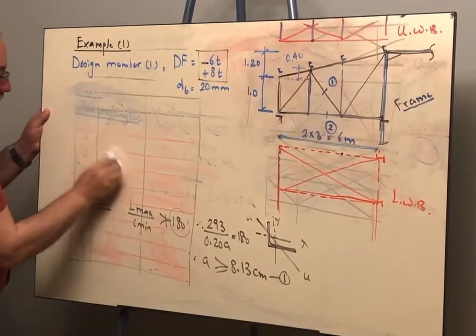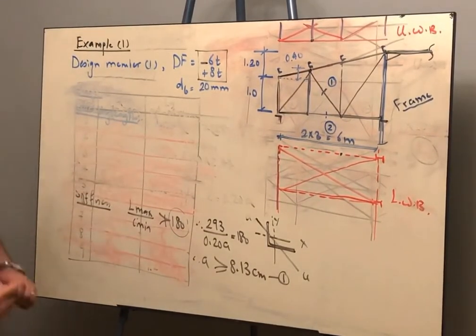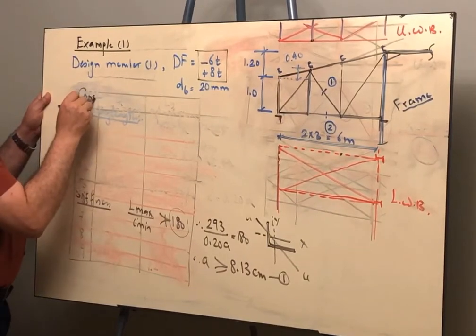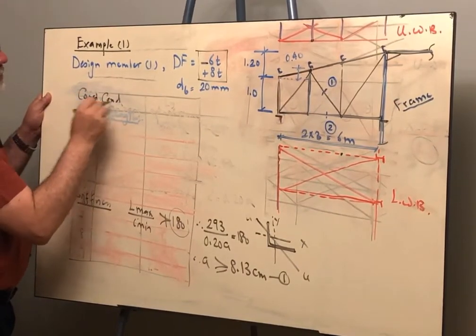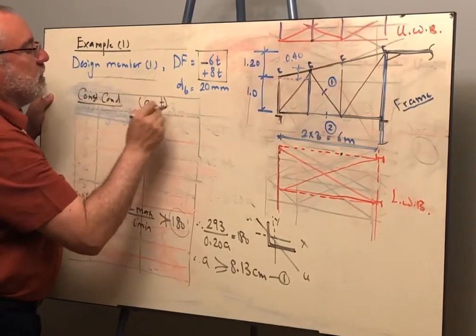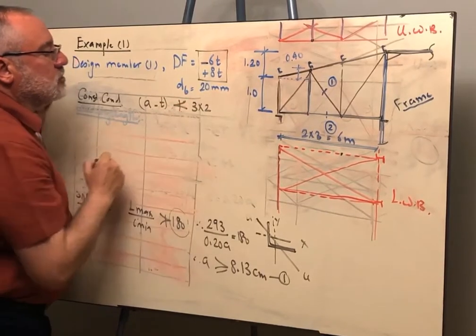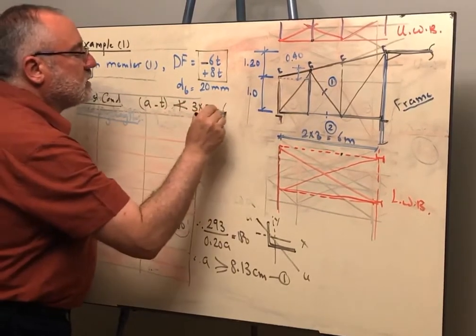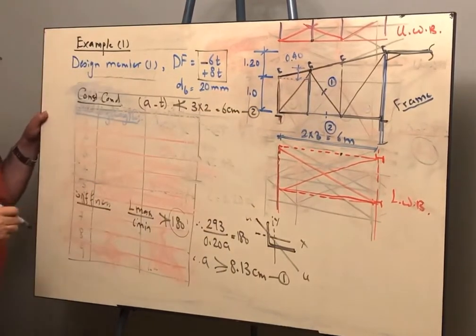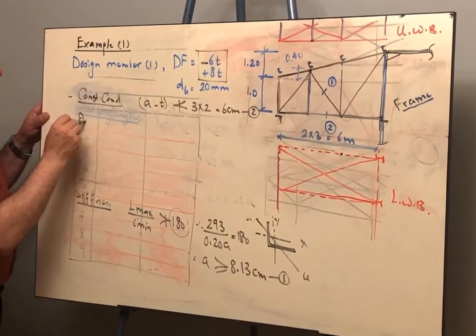For the other step, we are having the construction condition. We are having A minus T should not be less than 3 times the bolt diameter, which is 6 centimeter. This will be the second condition. After that, the condition of the area.